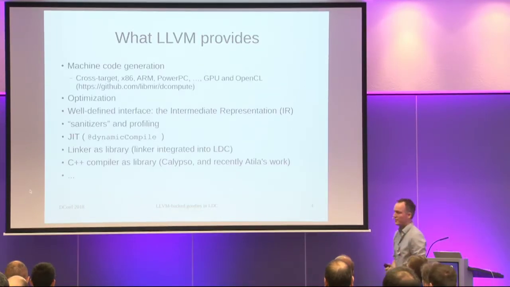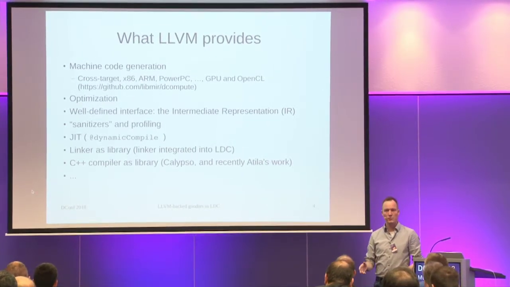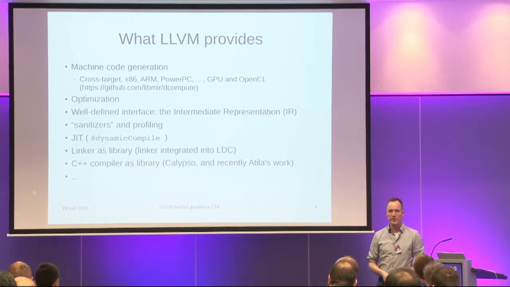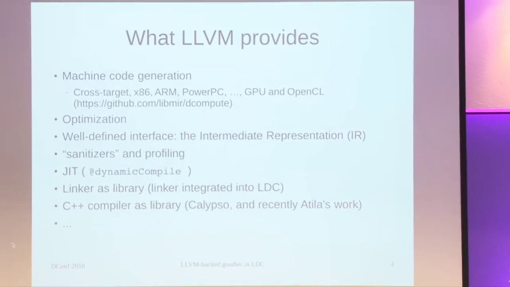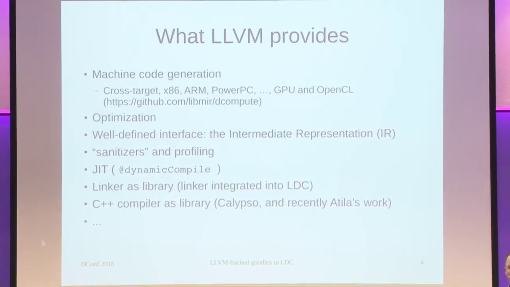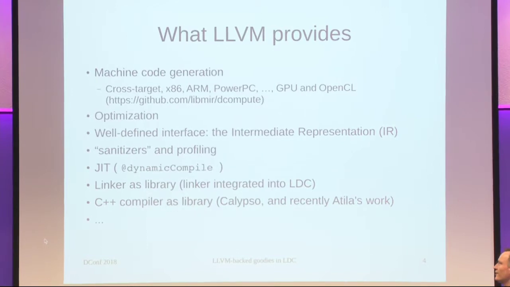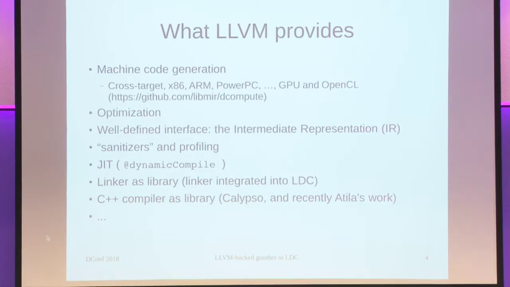So what does LLVM provide? LLVM provides, of course, machine code generation for different targets. Actually, the LDC compiler is already a cross compiler for anything that you added to the build of LLVM that you're using. So it's x86, maybe ARM, PowerPC, whatever, and even GPU and OpenCL. And unfortunately, Nick yesterday couldn't show what that looks like, how to program for a GPU using dcompute. Sorry, Nick, I won't show it here either. But there's a link here. Please go and find that on GitHub. It's pretty awesome. It looks like D code, and you can run it on your GPU. And it's basically enabled by the capabilities of LLVM.